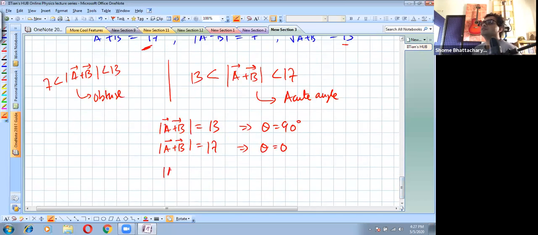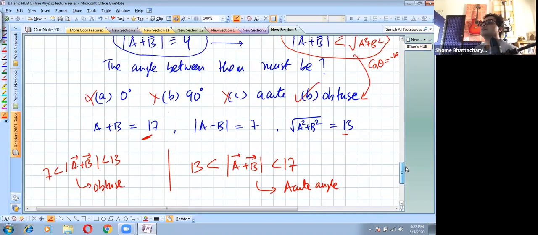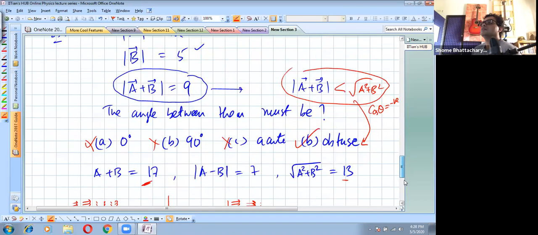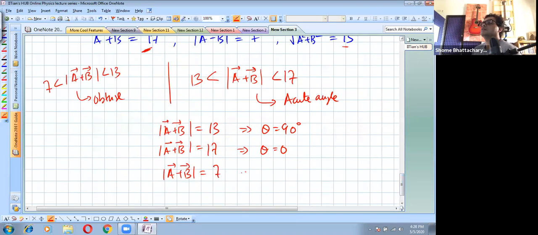If the magnitude of the resultant had been the difference, that is 7, I know that theta would have been 180. But you can see that these are not happening. This is not happening. This is not happening. This is the one which is happening. This is the one which is again not happening.